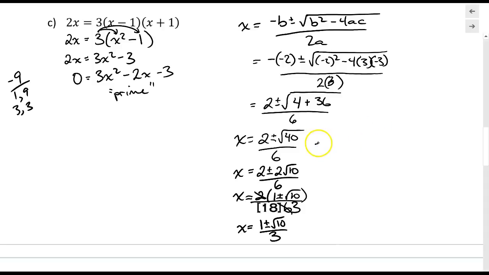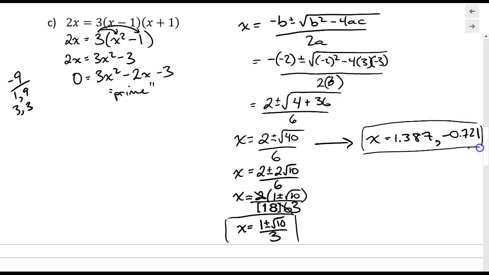If you want to go to a decimal, that's fine too. You can punch this into your calculator. So when I add the root of 40 to 2 and then divide by 6, I get 1.387. And when I subtract it and divide by 6, I get negative 0.721. So those could also be my answers. Either one is totally acceptable. Just stick to your guns. If it's in a non-calculator section of an assessment, then you're going to have to leave it in exact value, but I would totally accept this as an answer.